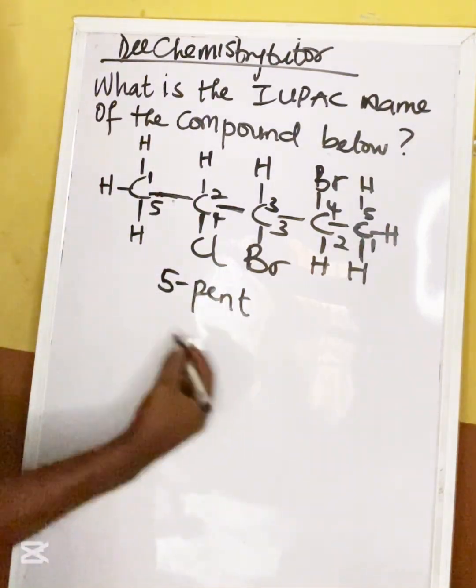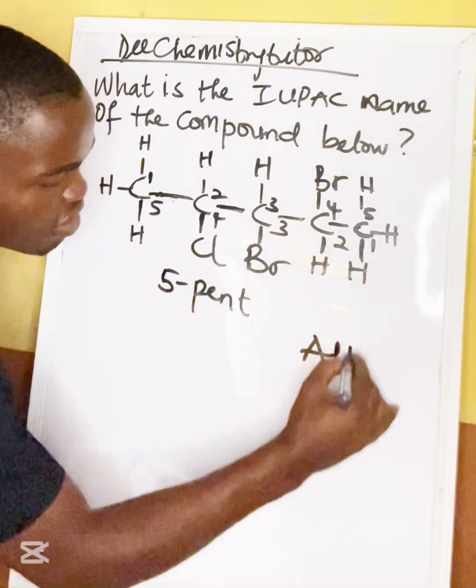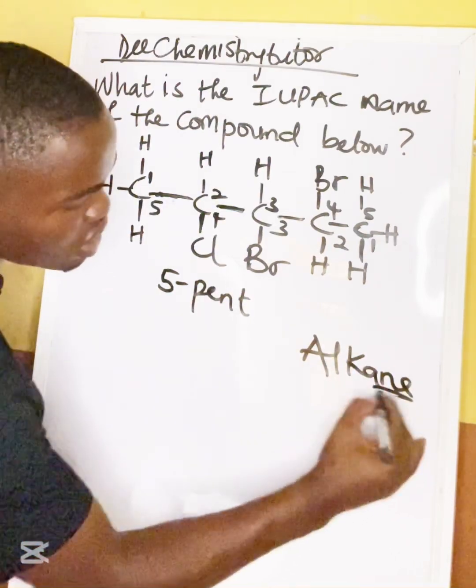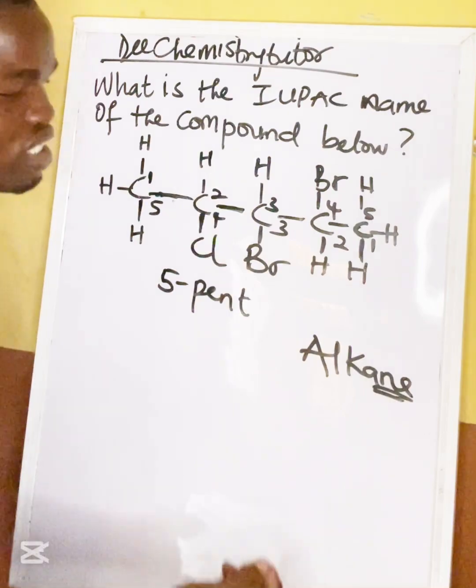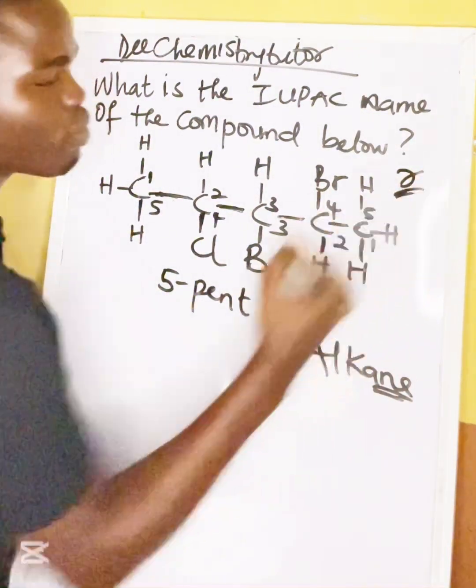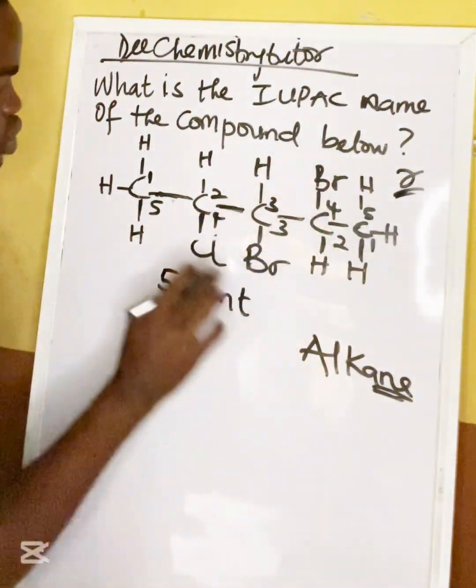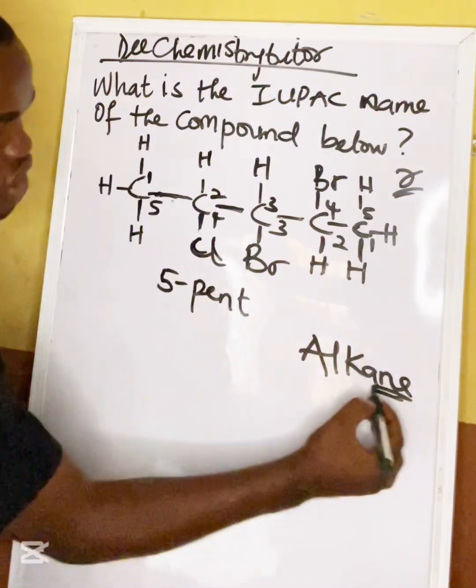Another thing you want to see is what family this particular hydrocarbon belongs to. It belongs to the alkane family. Why? Because they are all single bonds. They all have what we call sigma bonds. So they are all single bonds, and they belong to the alkane family.